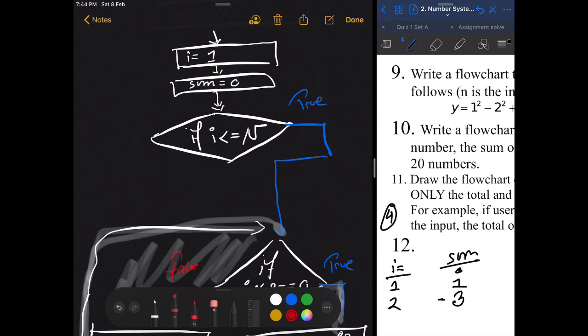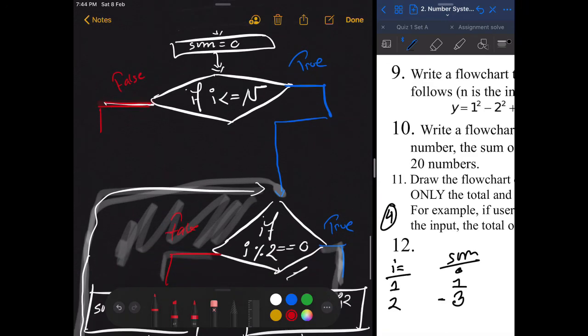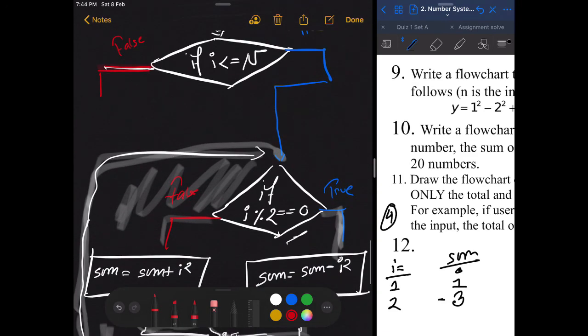And we have to write the false statement for this condition. For the false statement we just need to print the value of the whole sum, so that would be a parallelogram. So output sum, and then we just do a stop because we don't need to do any other processes anymore.